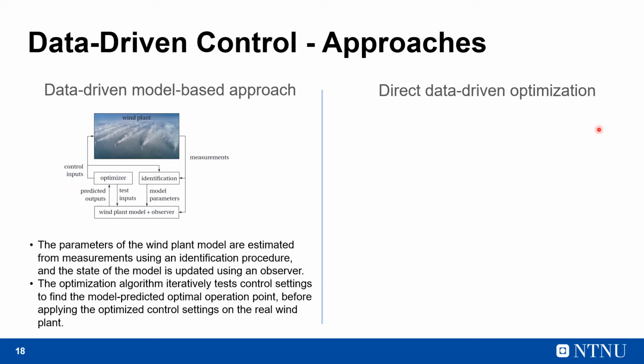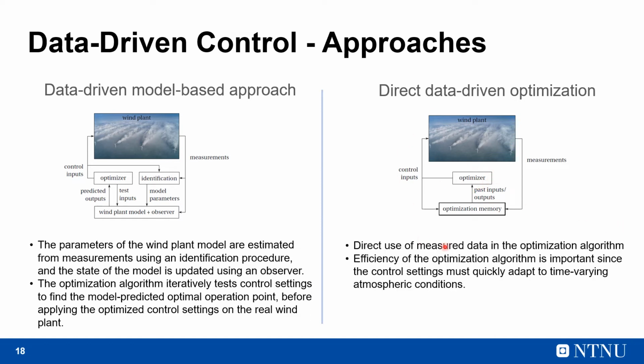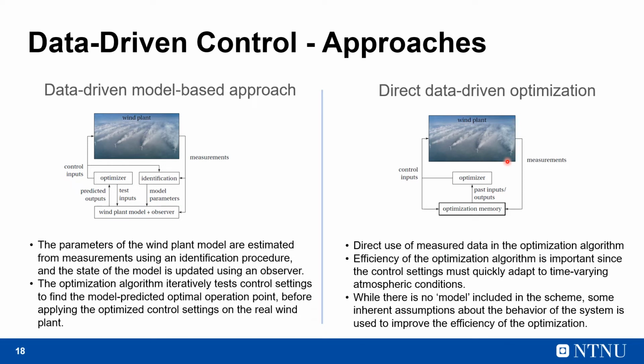In the direct data-driven optimization, the measurements are directly used in the optimization algorithm to generate the control inputs. In this case, the efficiency of the optimization algorithm is of importance since the system has to adapt to time varying conditions. Though there is no model included in the scheme, some inherent assumptions about the behavior of the system are used to improve the efficiency of the optimization.